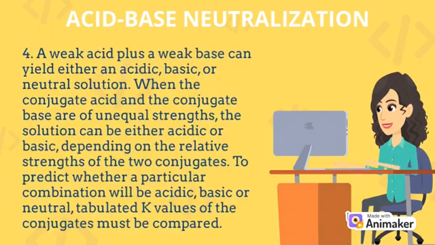And the final one is, a weak acid plus a weak base can yield either an acidic, basic or neutral solution. When the conjugate acid and the conjugate base are of unequal strengths, the solution can be either acidic or basic, depending on the relative strengths of the two conjugates. To predict whether a particular combination will be acidic, basic or neutral, tabulated K values of the conjugates must be compared.